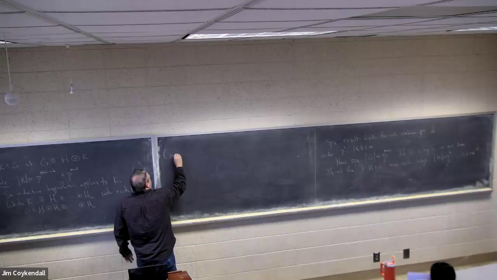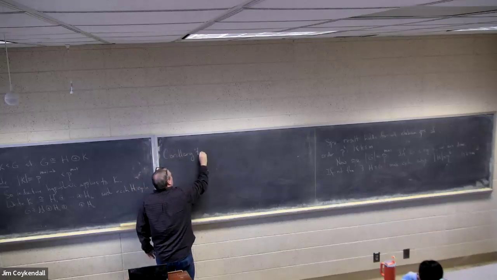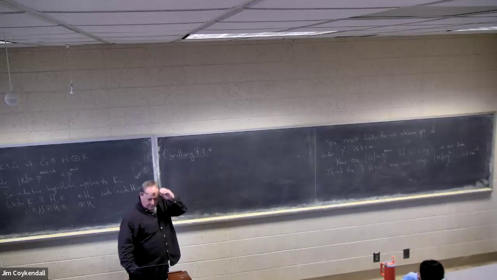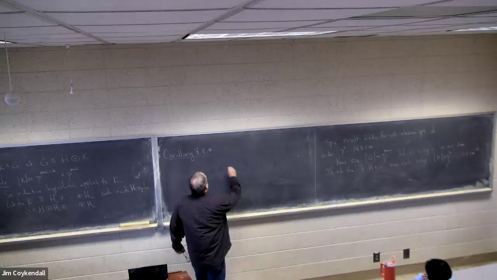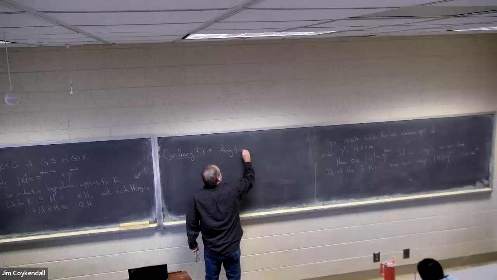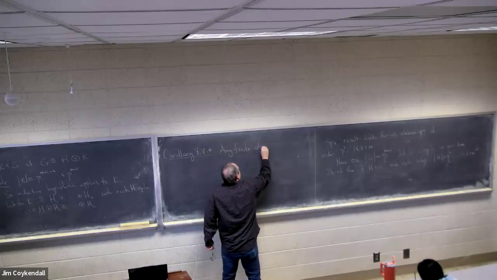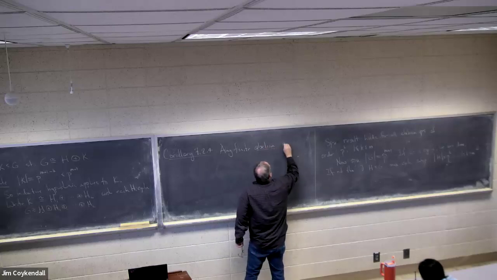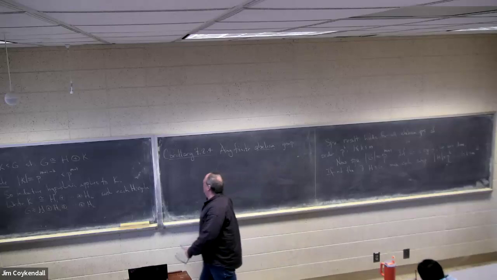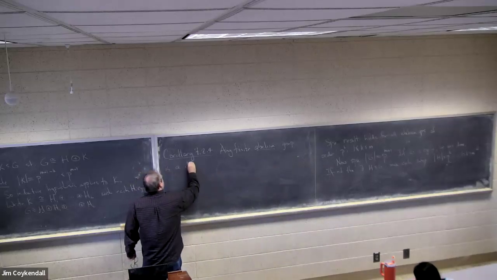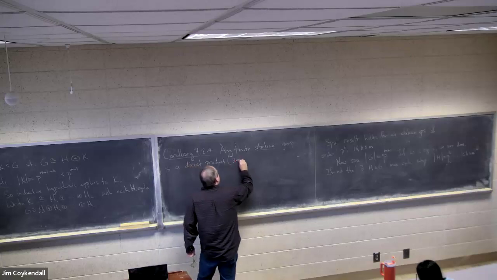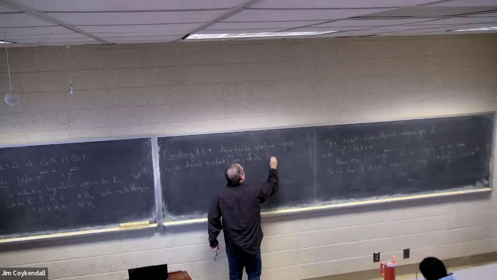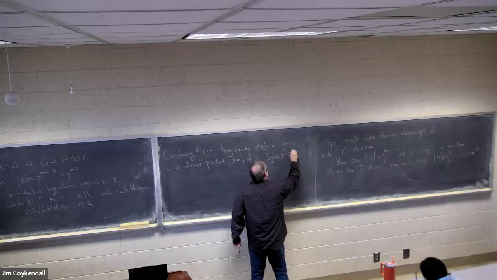Corollary. Any finite abelian group is a direct product, a direct sum if you like, of its Sylow subgroups. Abelian is terribly important here.